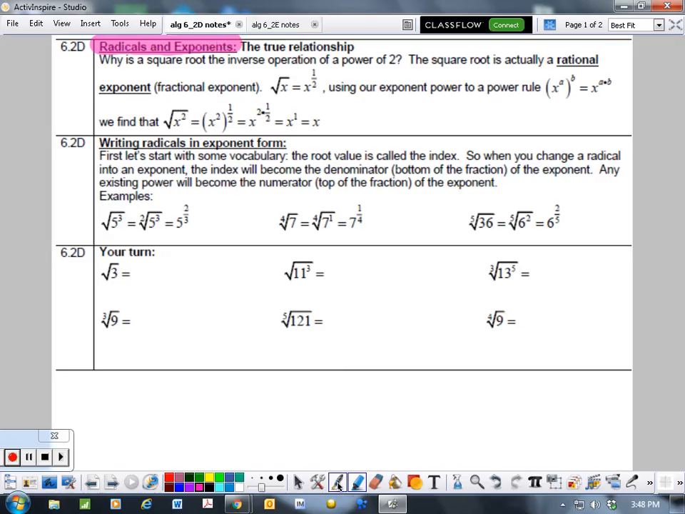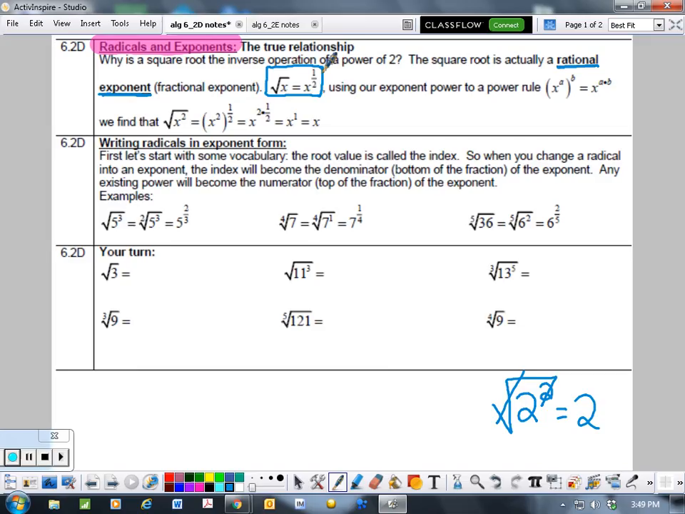And so what we're going to start looking at is, why is the square root an inverse operation of a power of 2? So why does the square root of 2 squared become, why do those cancel each other out and become 2? What we actually find is the square root is what we call a rational exponent. And a rational exponent is really an exponent that is a fraction. So, for example, the square root of a number is really the number to the 1/2 power.